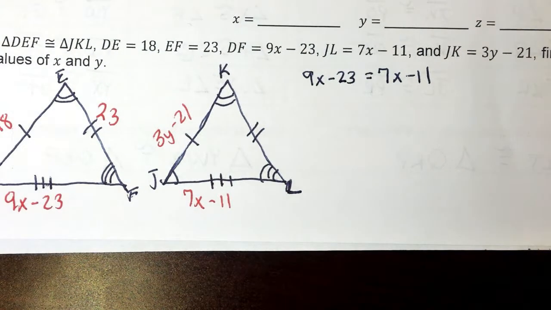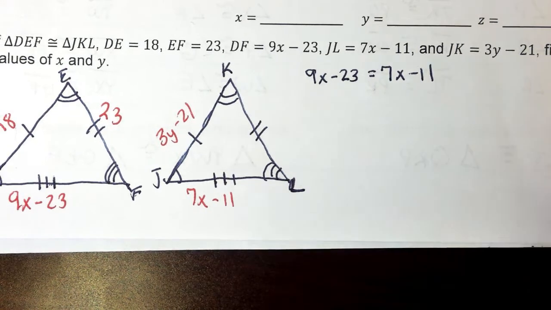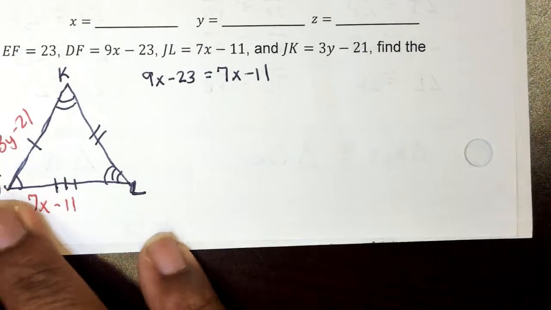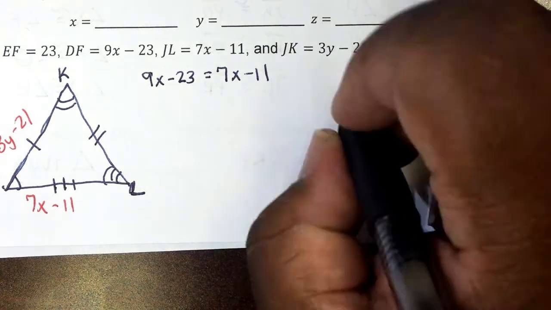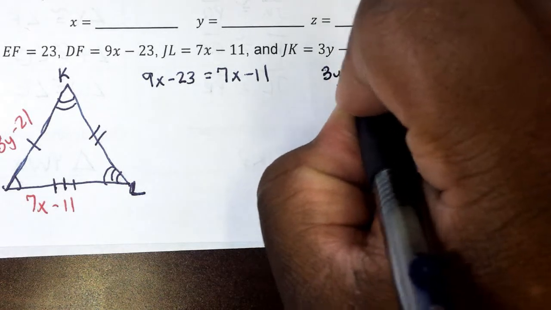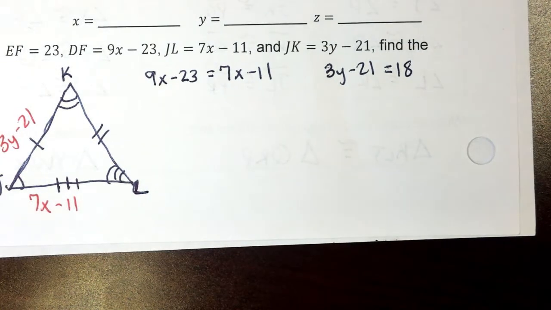Good. 9x minus 23 equals 7x minus 11. That's the equation you want to write to solve for x. Let me go ahead and give you the one for y too, so I won't have to wait on you to solve. Ms. Johnson, what equation would you write to solve for y? Good. All right. Solve for x and y. I don't know. I can't remember.